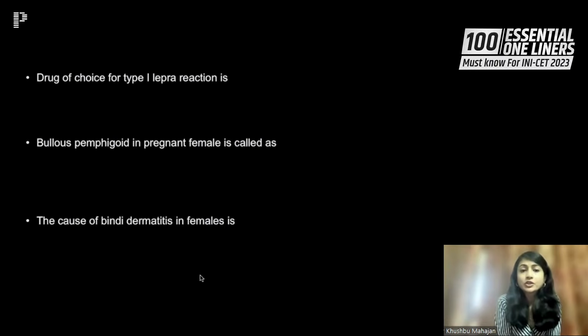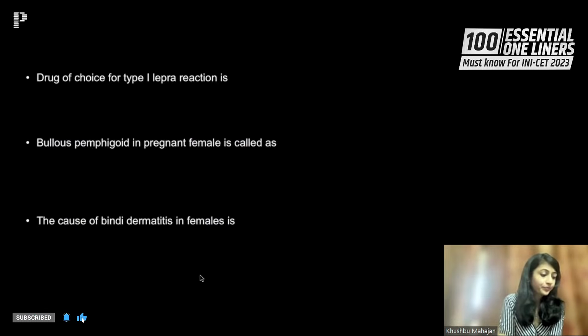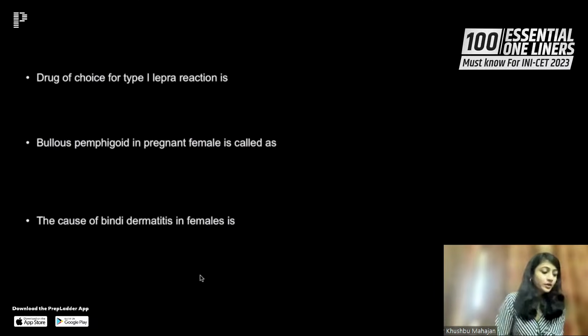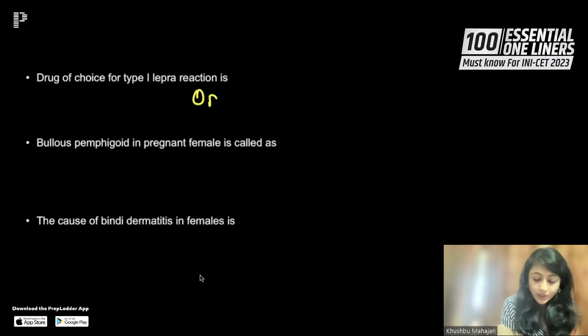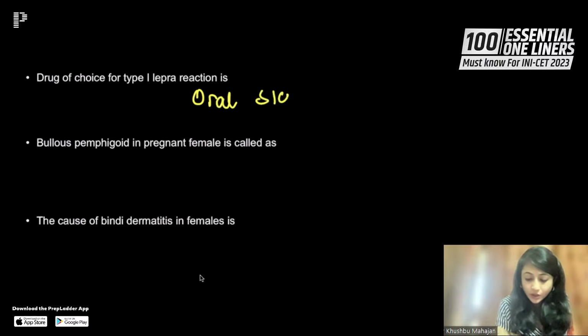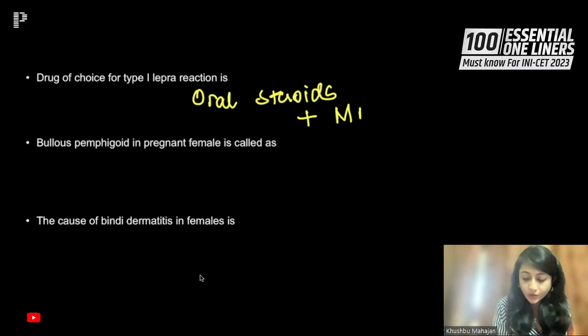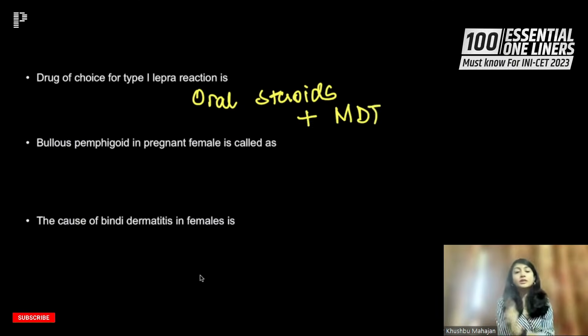Moving to the next question. Drug of choice for type 1 lepra reaction is? What is the drug of choice for type 1 lepra reaction? Absolutely right. Oral steroids are the drug of choice for type 1 lepra reaction. And usually in the exam, they will ask, do we stop MDT? No. You continue MDT and you give oral steroids.